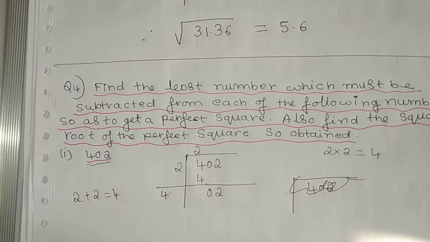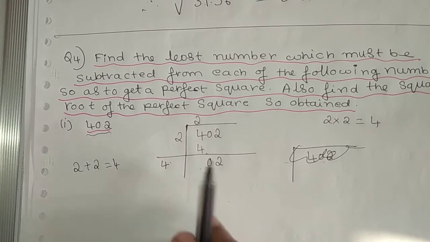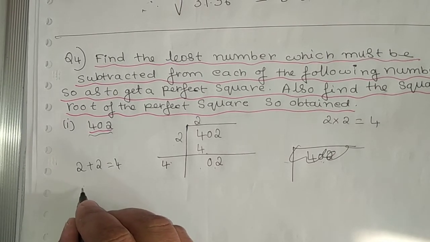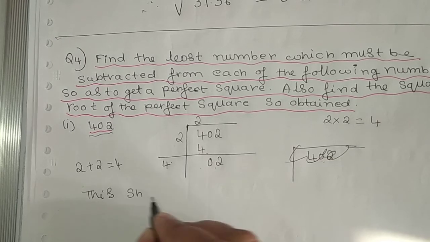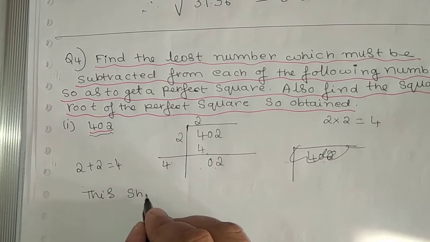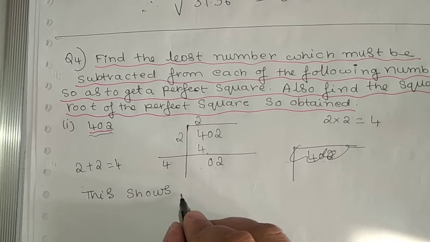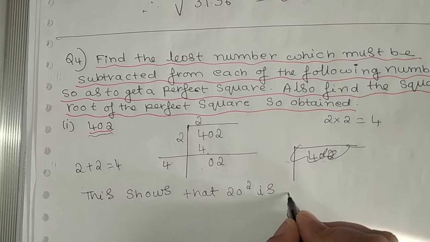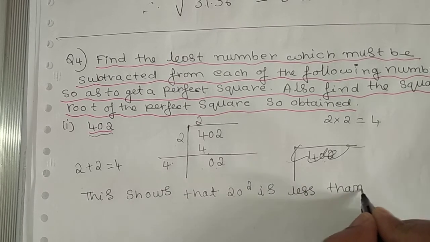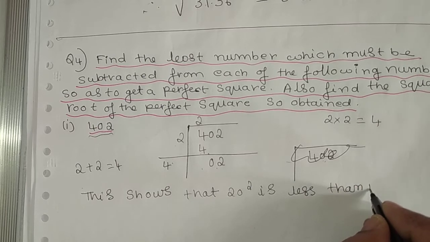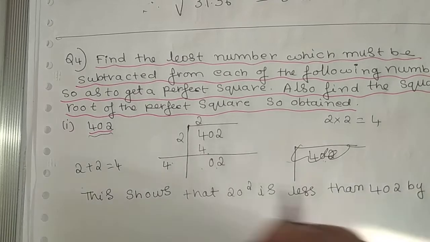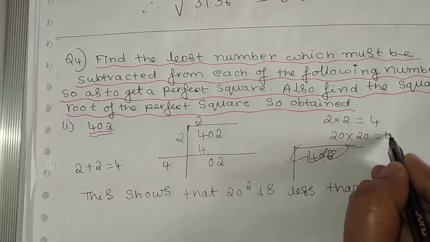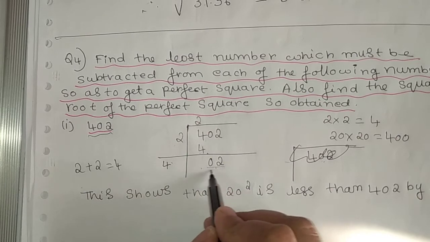Now after this, we got the remainder as 2. So this is not a perfect square since we got a remainder 2. So we have to write a line that shows that 20 squared is less than 402 by 2. If we take 20 squared, 20 into 20 we get 400, which is a perfect square. So this number is not a perfect square because the remainder it has is 2.